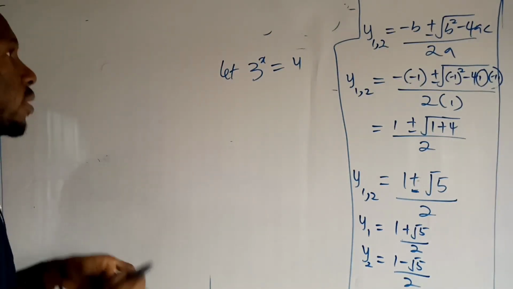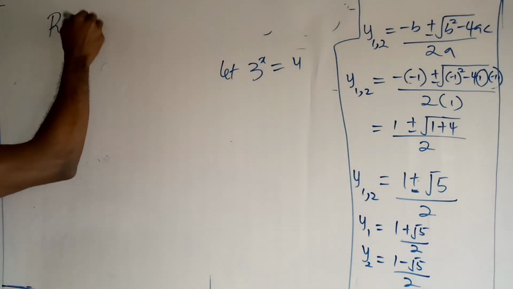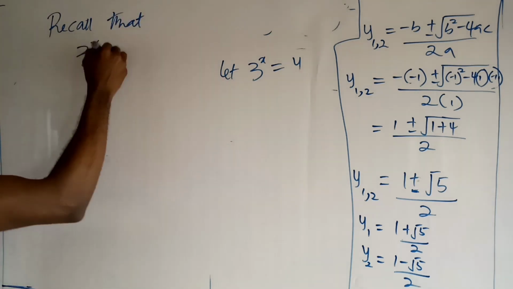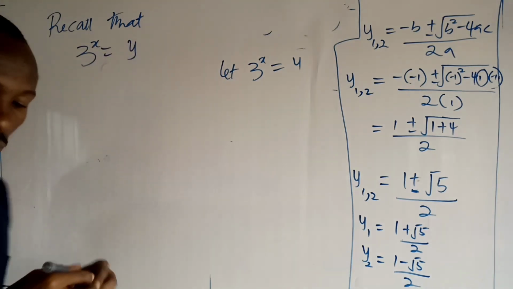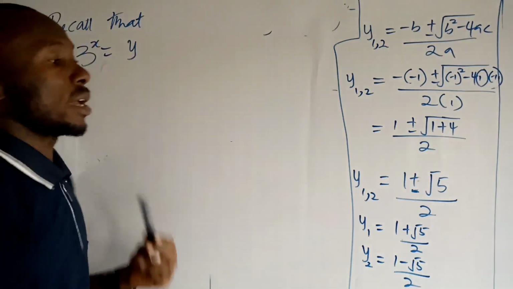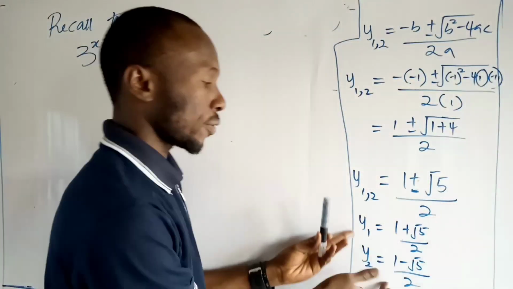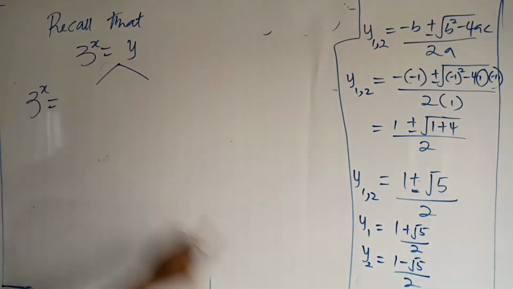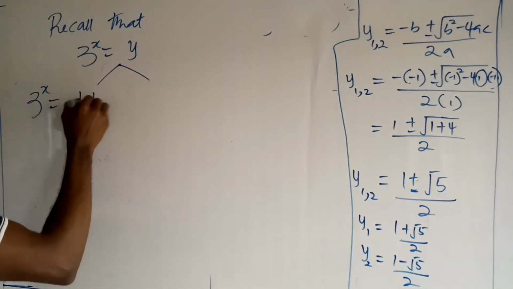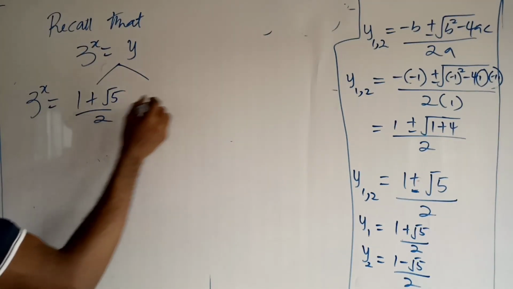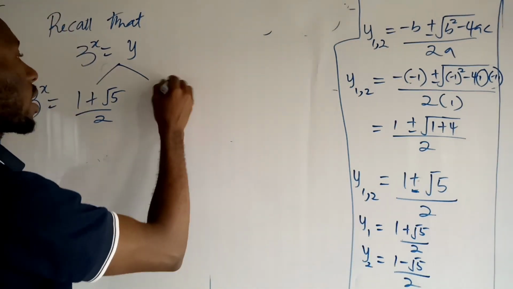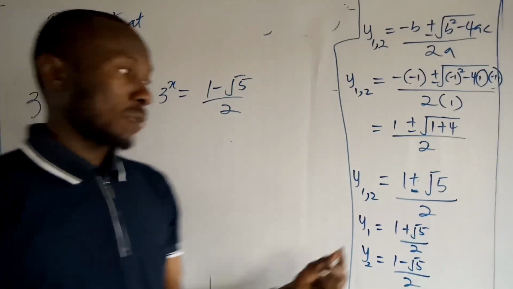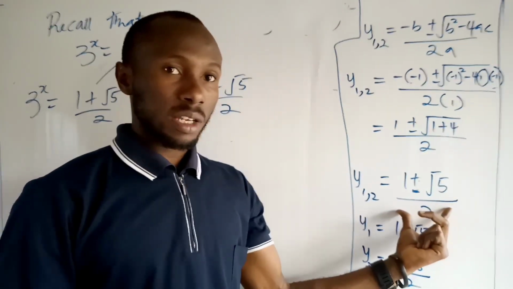Okay, viewers. So now we recall that 3 to the power x is equal to y. Now we have two values of y, so we're going to solve this in two ways. I have this first one, 3 to the power x is equal to the first value of y, which is 1 plus root 5 upon 2, and for this one, 3 to the power x is equal to 1 minus root 5 upon 2. Okay, you should know that this is the golden ratio.